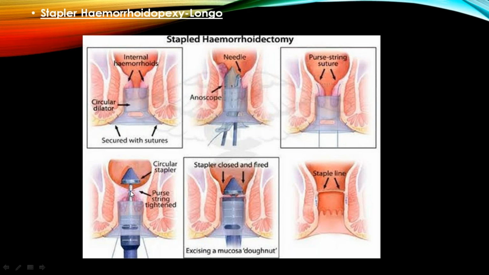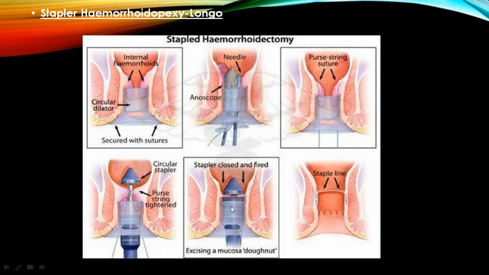Here this purse string suture is attached to the introducer, and now the stapling gun is introduced. Within this, here you can see, this is called the anvil.